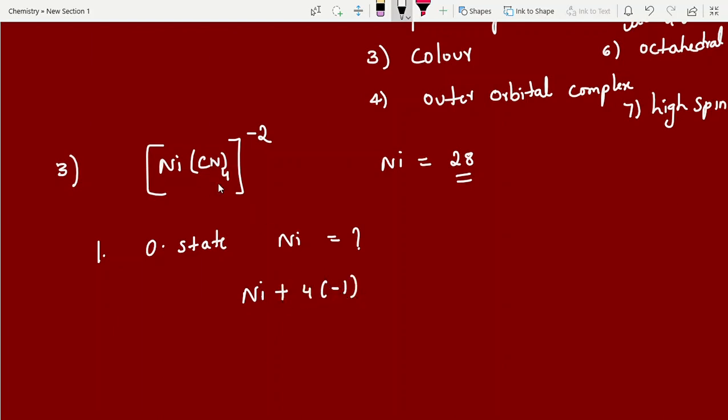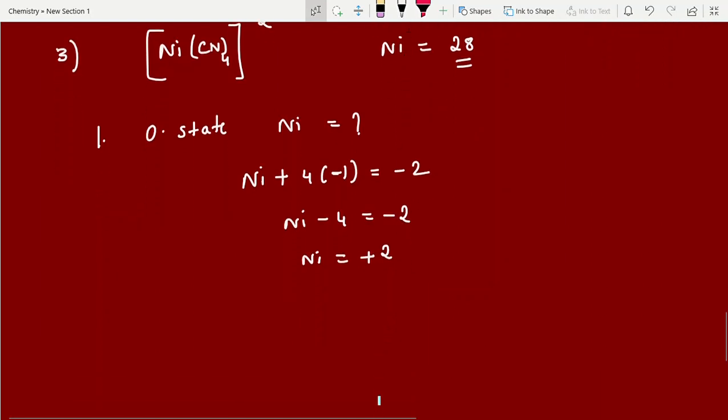See, is this an ambidentate ligand or unidentate? It donates finally one donor only, so we can call it unidentate. So that is equal to the charge. Nickel minus 4 equal to minus 2. Then nickel equals plus 2 oxidation state. That's it, students.